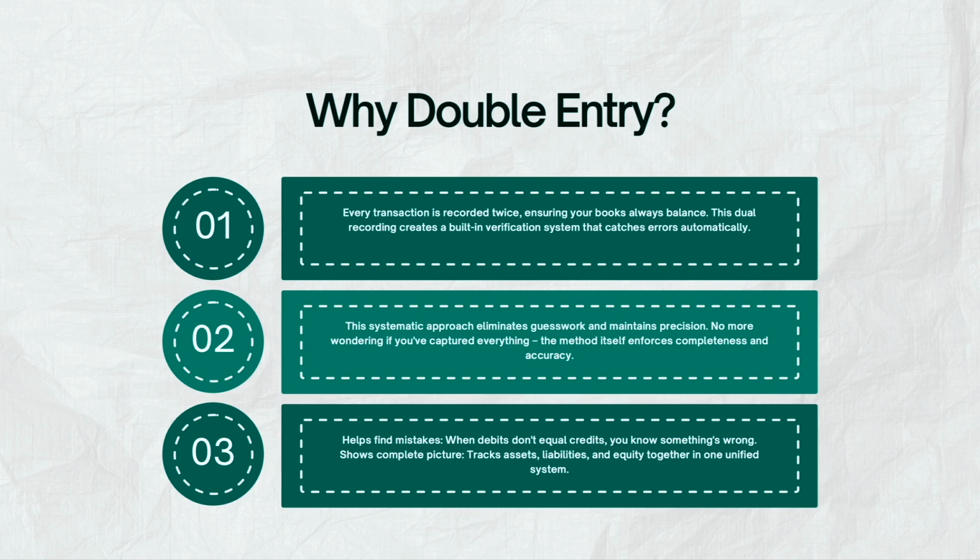Why do we need double entry? Double entry ensures that the books are always balanced and the total of debits equals the total of credits in the trial balance. Next, it is a systematic approach to eliminate guesswork and errors. Lastly, it helps us show a complete picture of the performance of a business over a period.